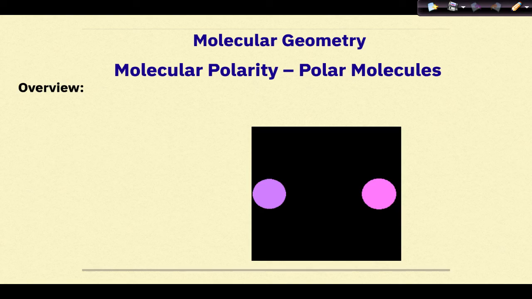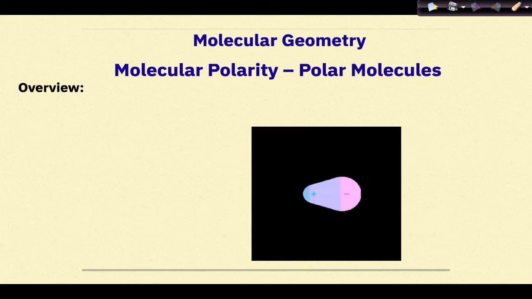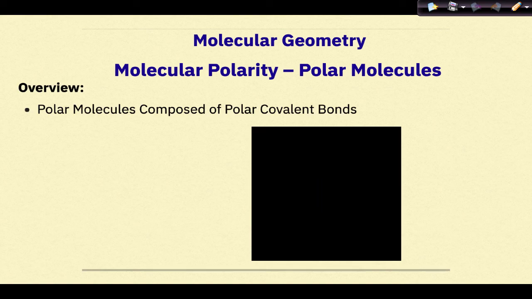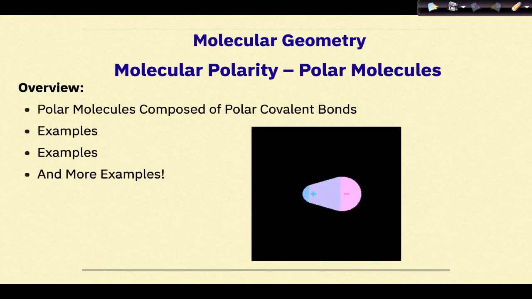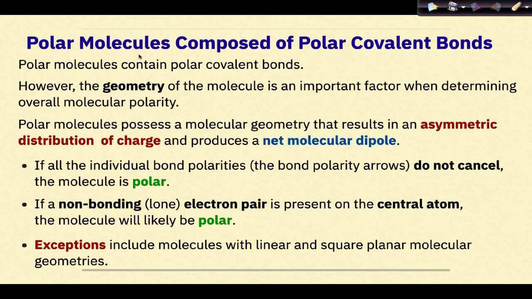Molecular geometry, molecular polarity, polar molecules. In this tutorial, we will be looking at polar molecules composed of polar covalent bonds, examples, and more examples. Polar molecules composed of polar covalent bonds. Polar molecules contain polar covalent bonds.